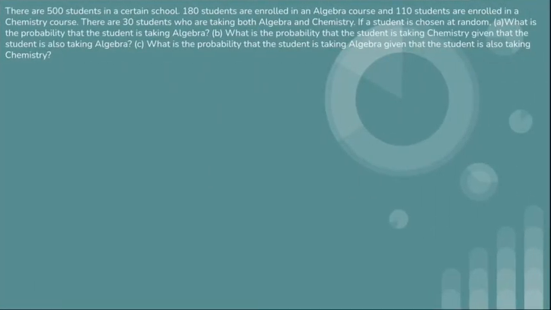There are 500 students in a certain school. 180 students are enrolled in an algebra course and 110 students are enrolled in a chemistry course. There are 30 students who are taking both algebra and chemistry. If a student is chosen at random, A. What is the probability that the student is taking algebra? B. What is the probability that the student is taking chemistry given that the student is also taking algebra? C. What is the probability that the student is taking algebra given that the student is also taking chemistry?